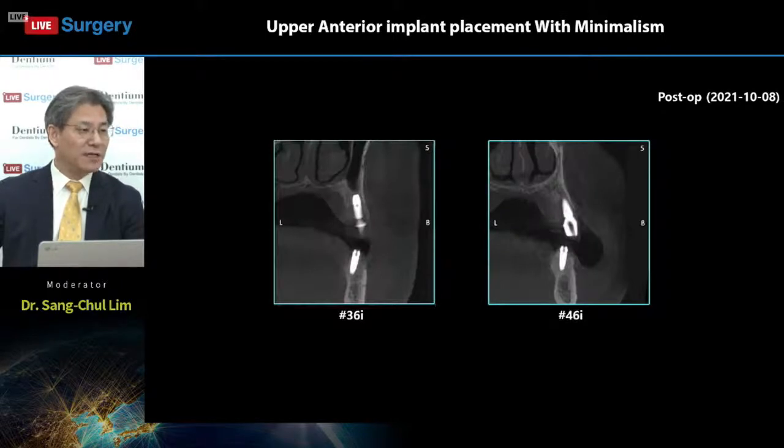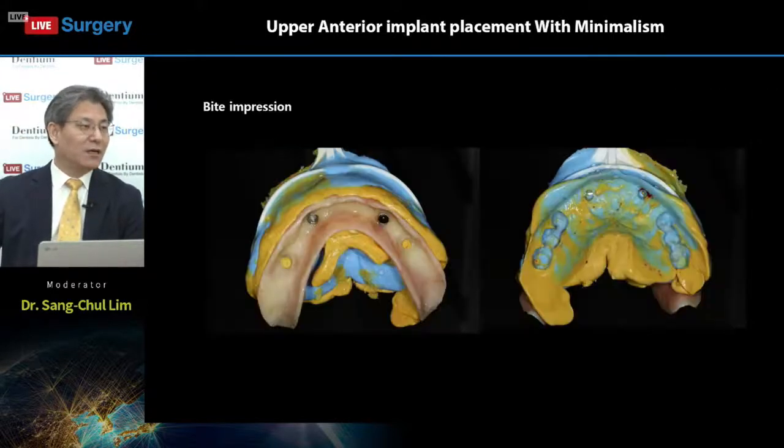This one is the 36 and 46 posterior mandible cone beam CT scan. Even though it was freehand style, the proper position looks like guided surgery. So it is a perfect position for the posterior number 36 and 46 area. The jaw relation is perfect, as you can see. So this one is the bite impression technique.